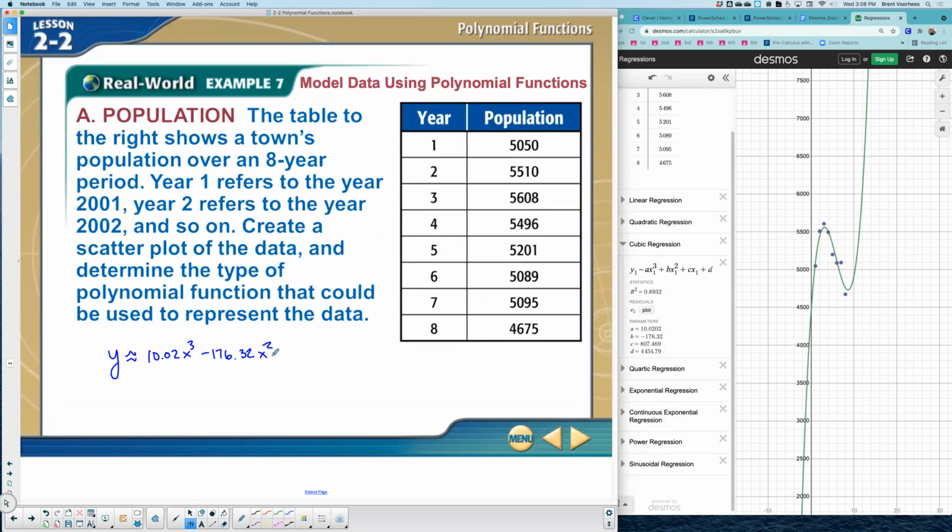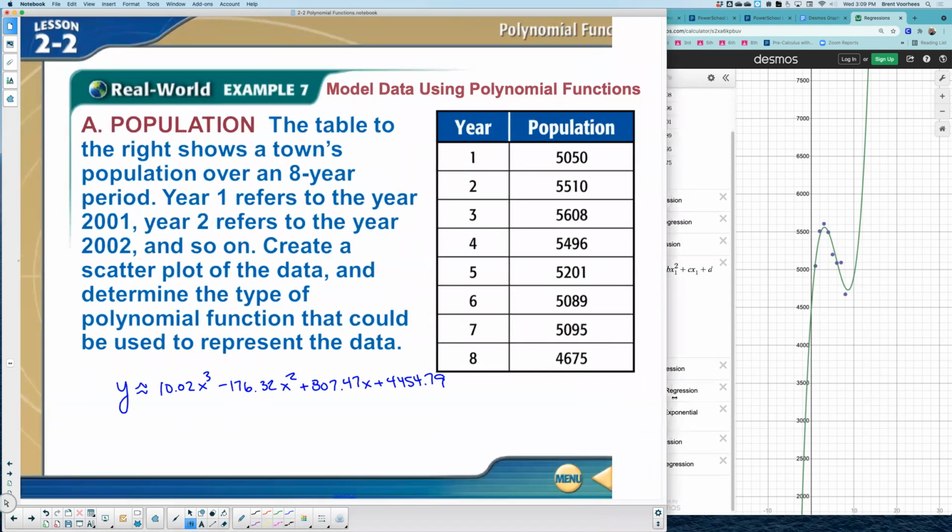The C is 807 point, let's say 47 when I round. And that would be to the x to the first power. And finally, D is by itself, 4454.79. So that's going to be my equation that I'm going to use moving forward.